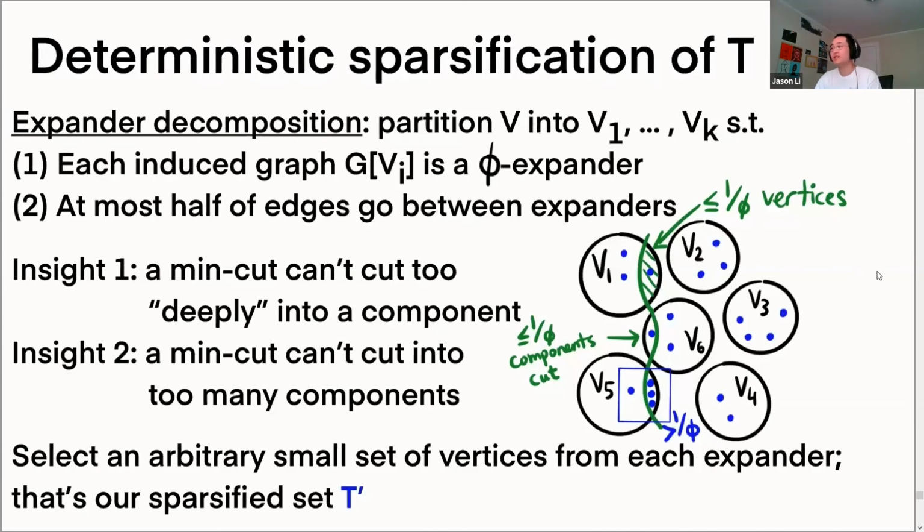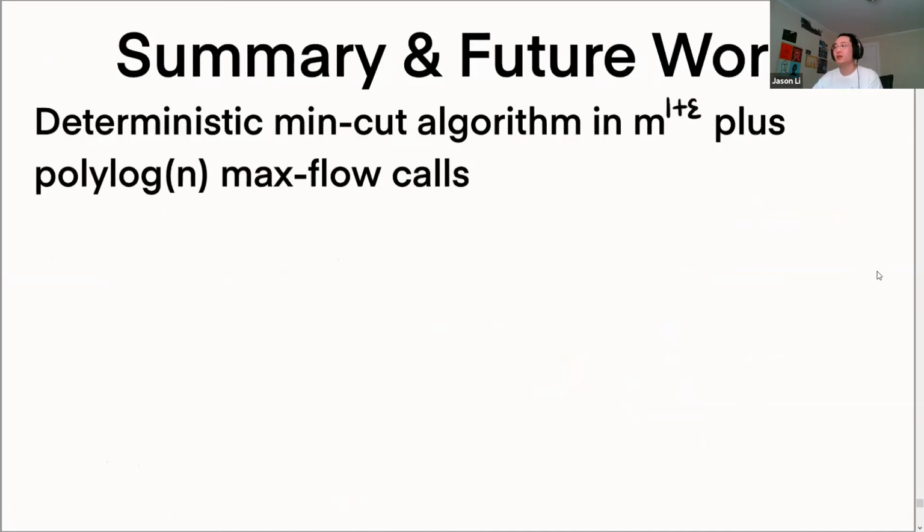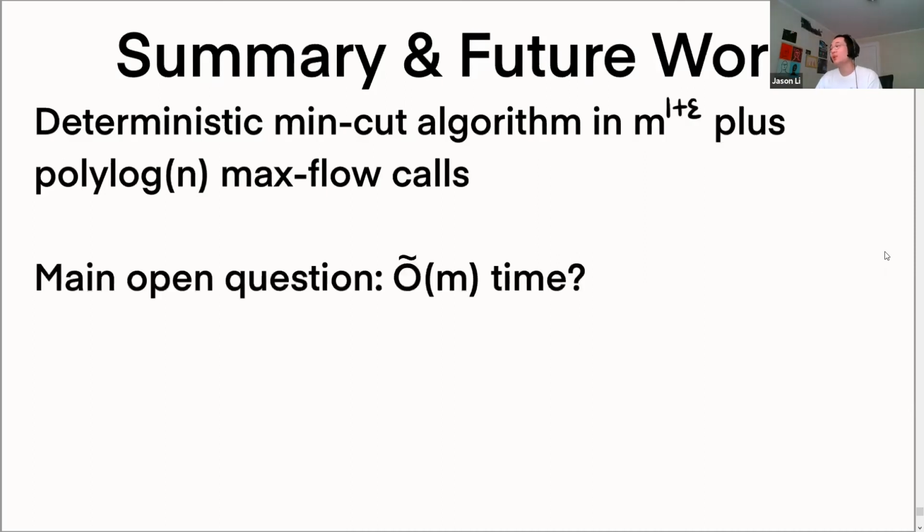Okay, so that's it for the algorithm. The summary is, again, we showed a deterministic min cut algorithm that runs in roughly near linear time, plus a polylogarithm of calls to st max flow. And the main open problem is, can we achieve near linear time regardless of how long max flow calls take? So can we just compute deterministic min cut in near linear time?